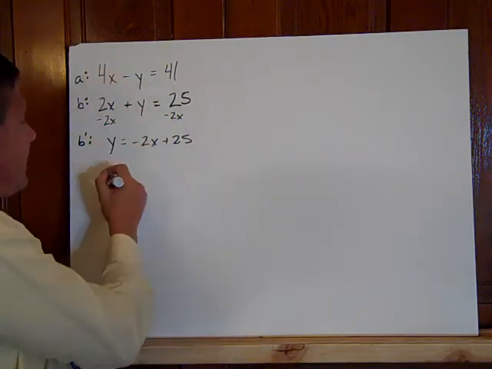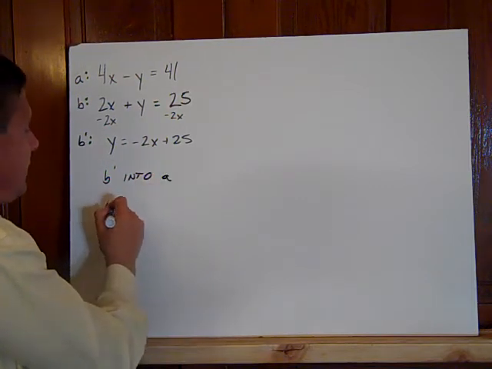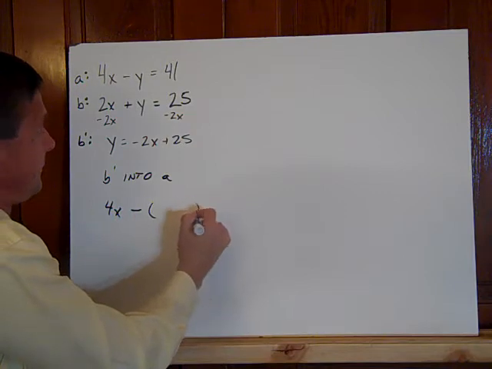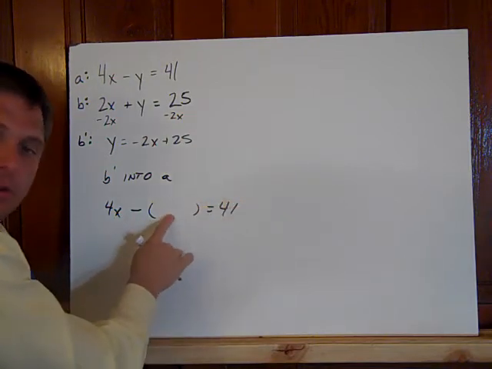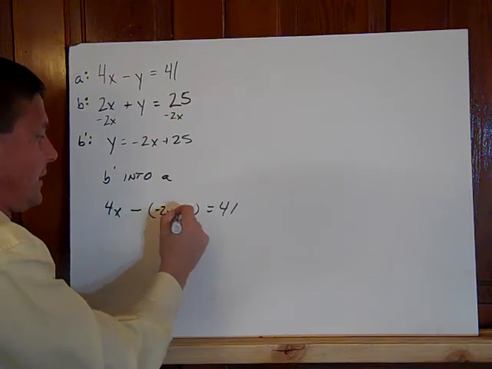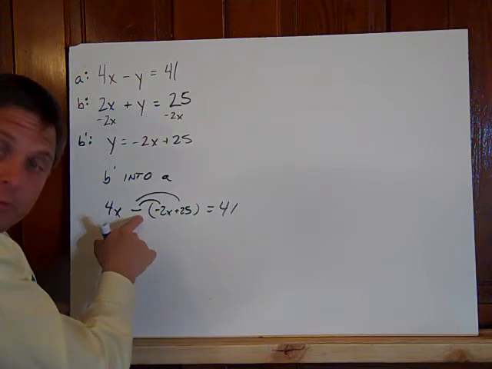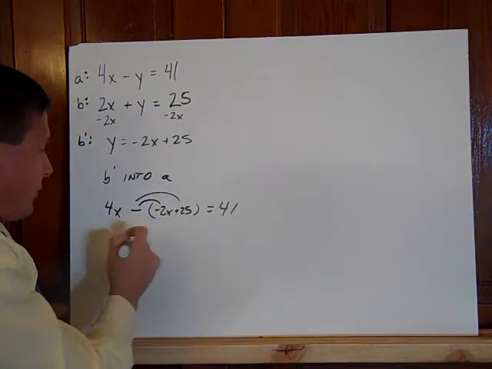I'm going to put B prime into A. And I'm going to skip the step this time where I write y and erase it. Here's y. 4x minus y equals 41. But y is equivalent to negative 2x plus 25. We need to distribute the sign in the coefficient, which is 1. So negative 1 multiplies in.